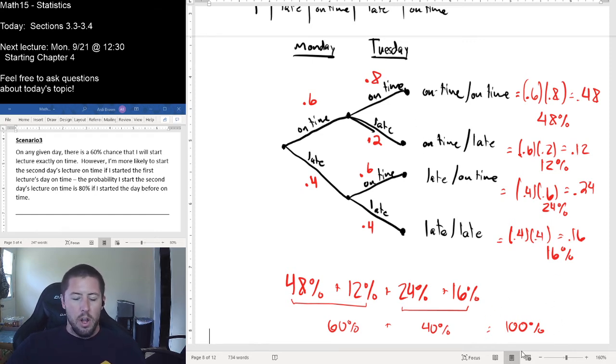All tree diagrams should ultimately end up representing 100% of all possible cases that could happen out there. So there we go, Jazz. I think that's maybe my slightly better descriptor right there.